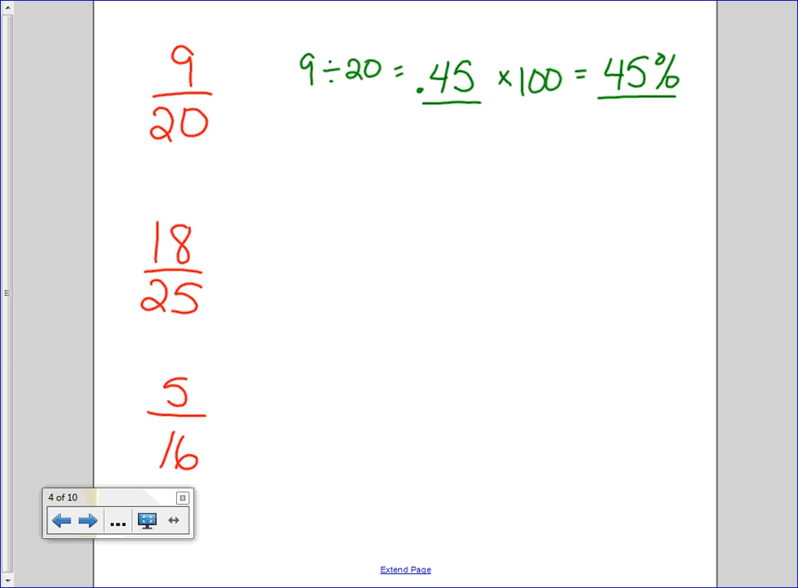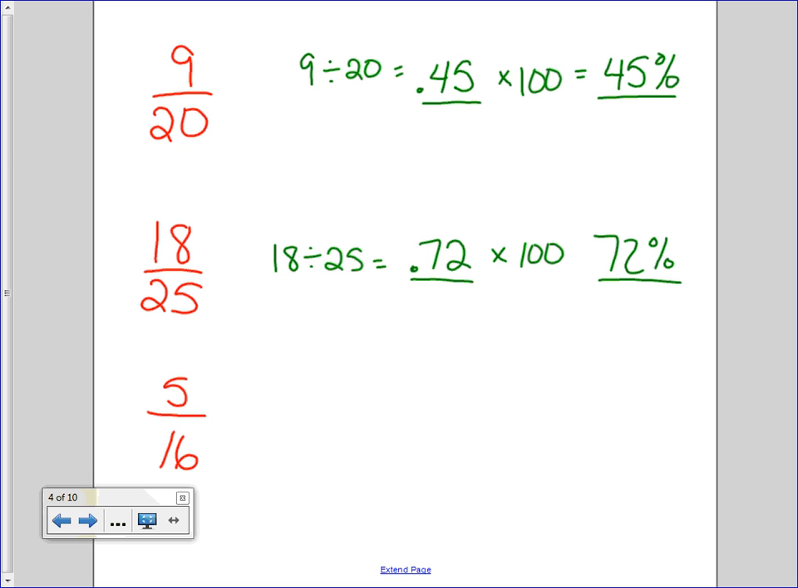Let's do it again with the fraction 18/25. Again, on our calculator, we're going to do 18 divided by 25, and we get 72 hundredths. There's our decimal. We take that, multiply it by 100, and we get 72%. There's our percent.